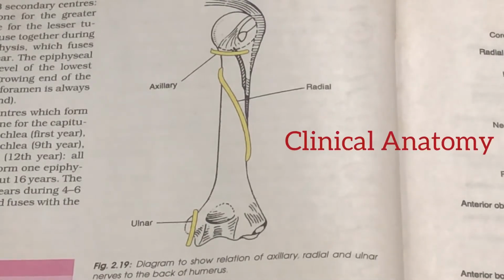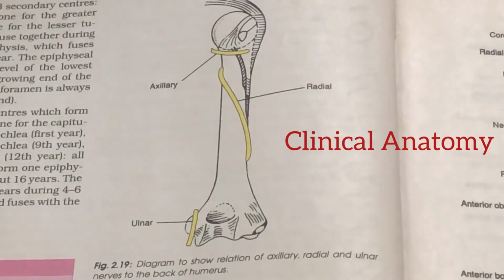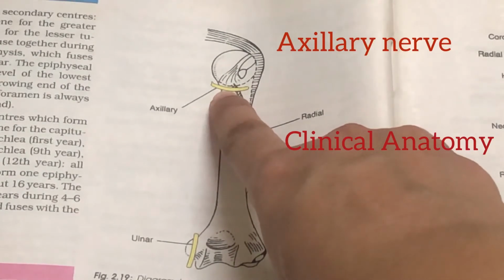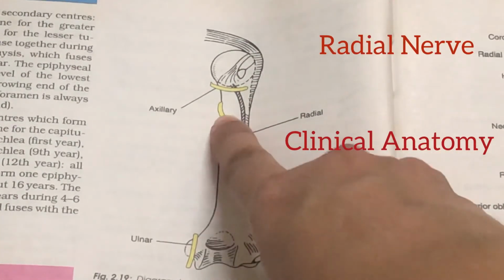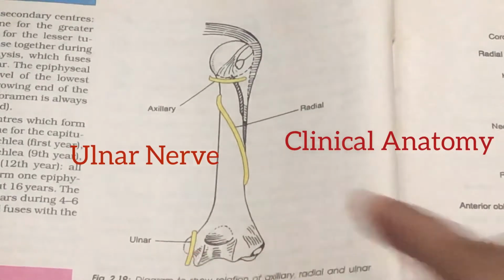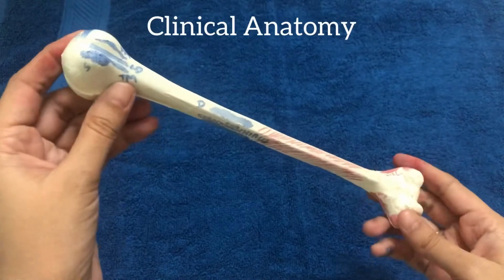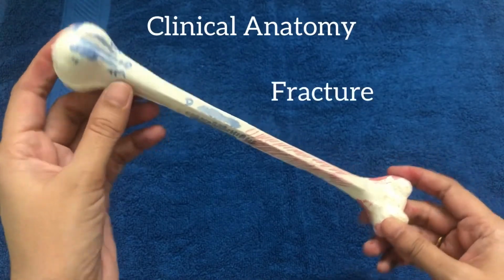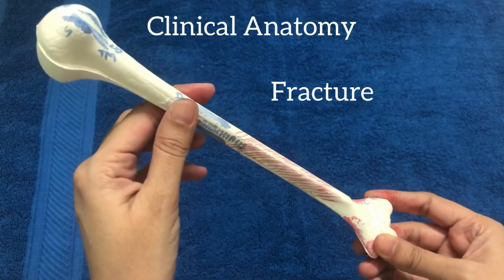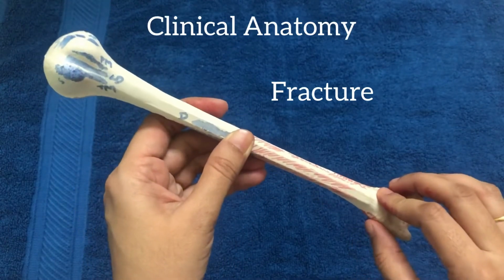Now coming to the clinical anatomy, there are 3 nerves that are directly related to the humerus and therefore they are liable to injury. One is the axillary nerve at the surgical neck, the radial nerve in the radial groove, and the ulnar nerve behind the medial epicondyle. Now if we talk about the common sites of fracture, there are 3 sites. One is the surgical neck, the shaft is the second one, and the supracondylar region is the third one.